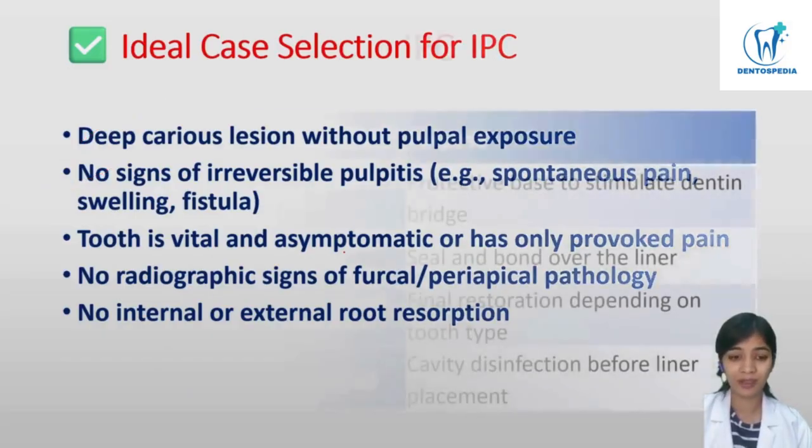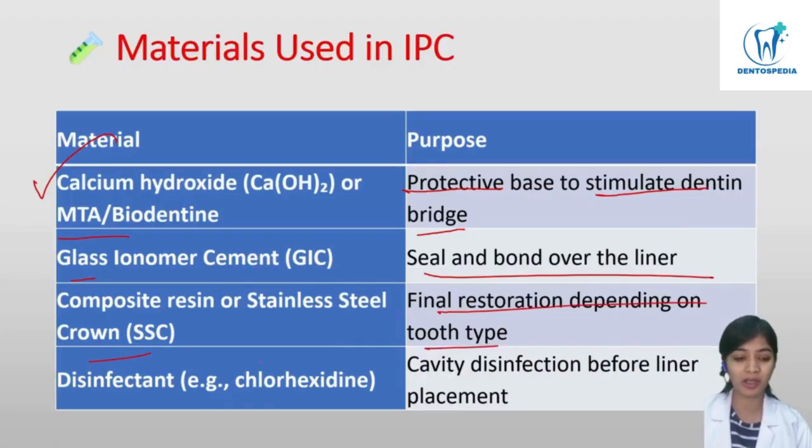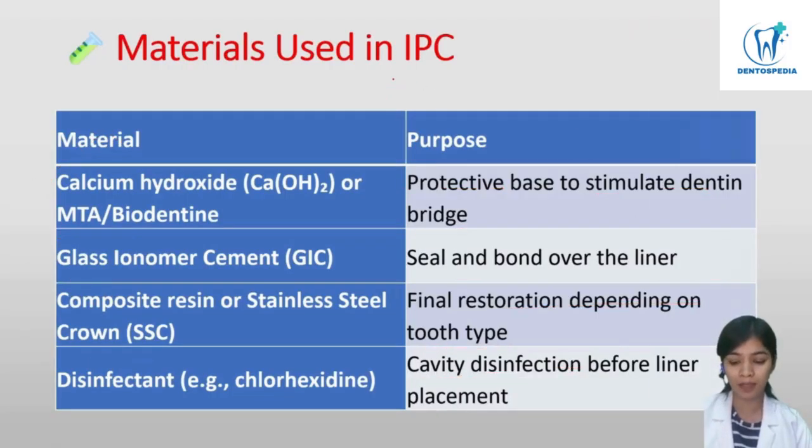Next is materials used in IPC. Calcium hydroxide or MTA or Biodentine is used as a protective base to stimulate dentine bridge formation. Glass ionomer cement seals and bonds over the liner. Composite resin or stainless steel crown is the final restoration depending on the tooth type. A disinfectant, for example chlorhexidine, is used for cavity disinfection before the liner is placed. So these are the materials required for indirect pulp capping.